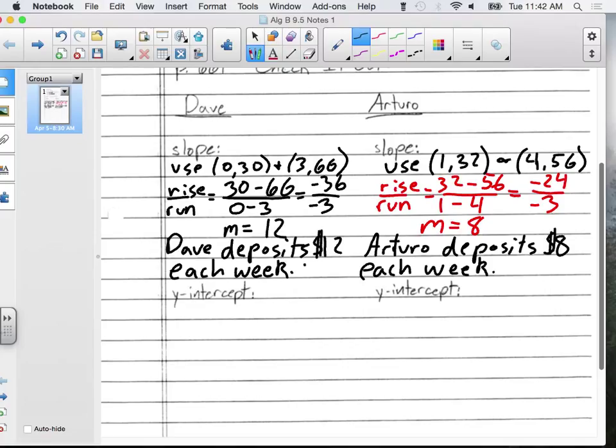Alright, so between Dave and Arturo, who's saving more money? Dave. Why? Because he deposits more. Right, so Dave is depositing more money into his bank account. So by how much is he saving? How much more money is he saving than Arturo? $4 each week, right?